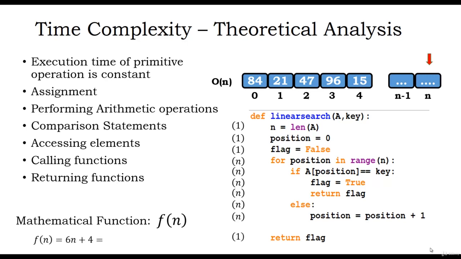Therefore, when we compute the mathematical function f of n, we have 6 statements running n number of times and 4 statements taking a constant time for execution. Therefore, this function is of order n, since the polynomial contains a degree 1. And we say that this algorithm will take at most O of n time for execution.